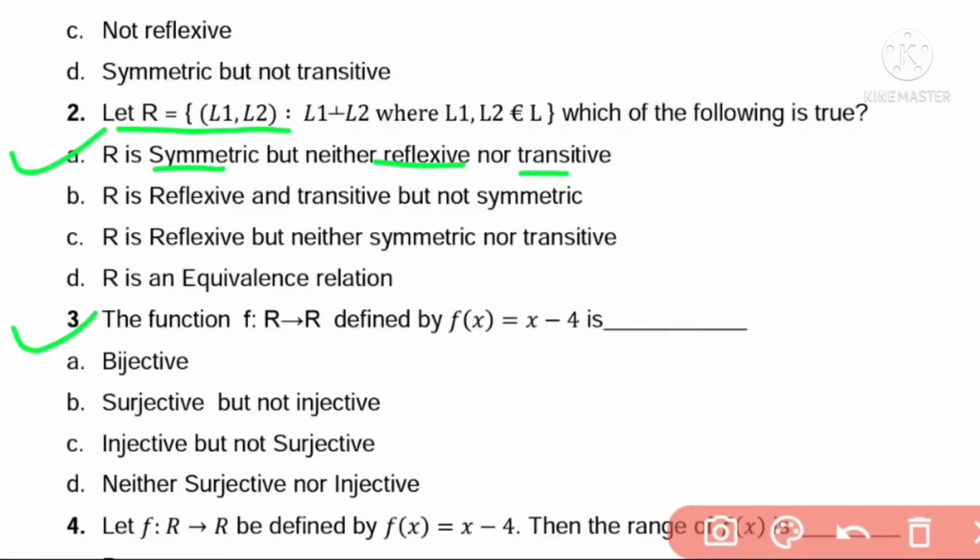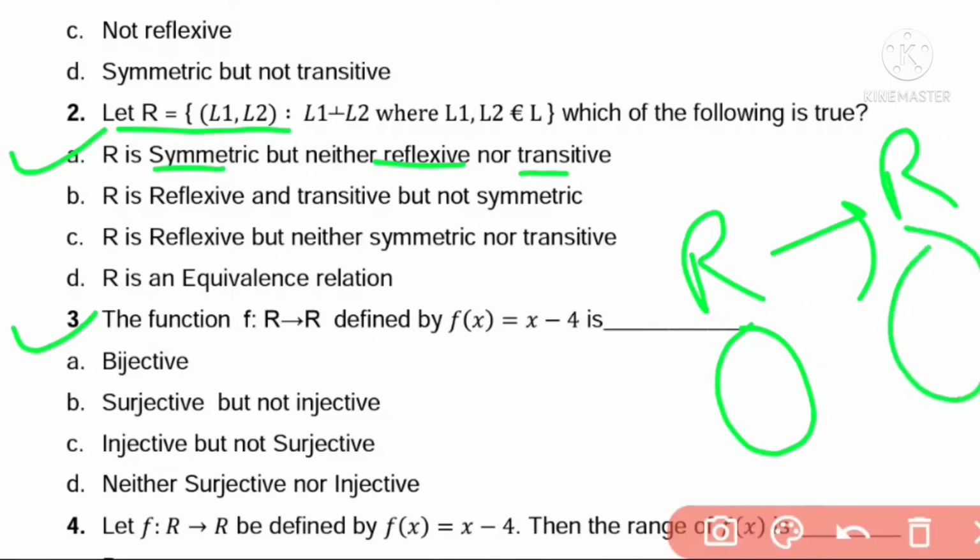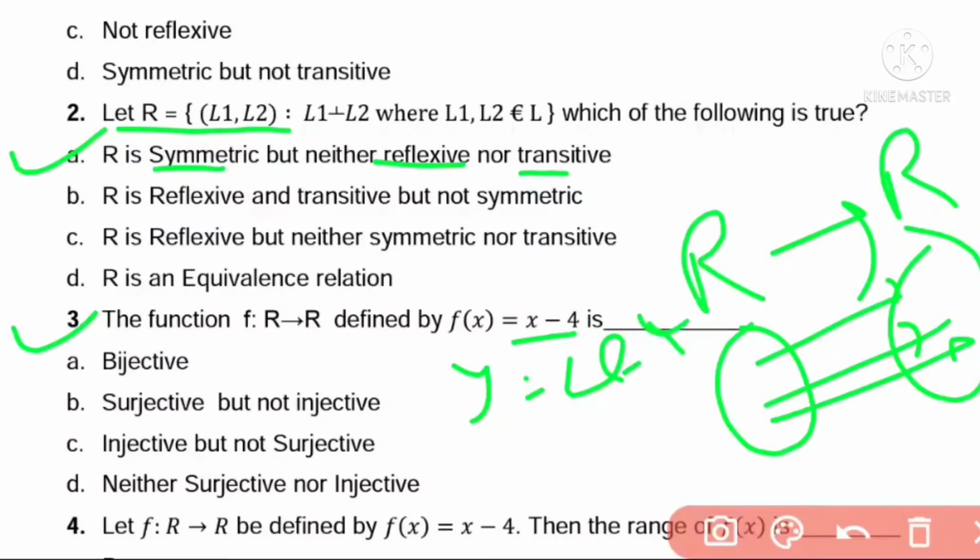Third question: the function f: R to R defined by f(x) = x - 4. Look here, this side is R, and the second side is also R. This function x - 4 is one-one, and y = x - 4 means we will have x = y + 4, and for all y we will have an x, so it is one-one and onto both, so we can say it is bijective.